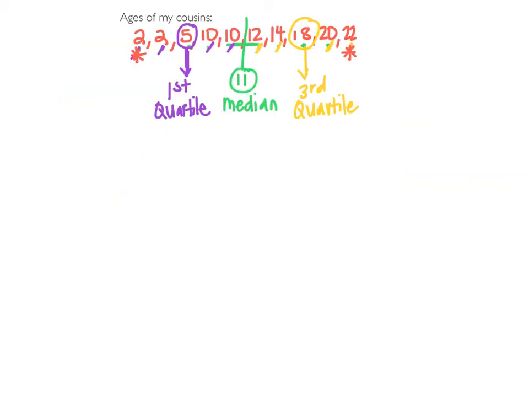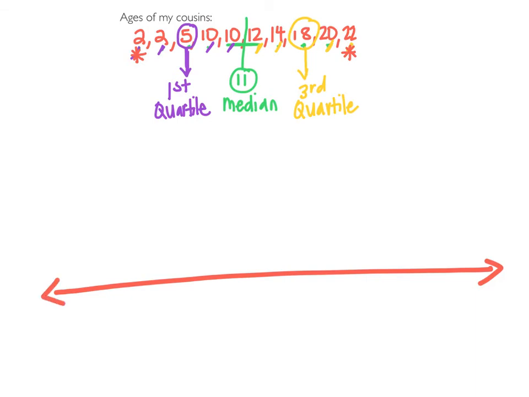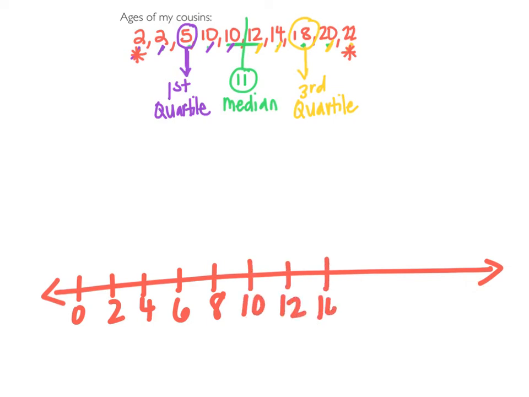All right, now that we've done that, we are going to actually draw our box and whisker plot. The first thing you need to make is a number line. So I'm going to draw a number line, and I need to decide what to count by. I have to get from 2 all the way up to 22. So I'm just going to count by 2s. I'll start with 0. I'll go 2, 4, 6, 8. Okay, so you can go ahead and make your number line.